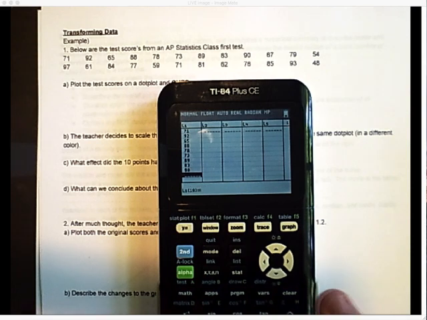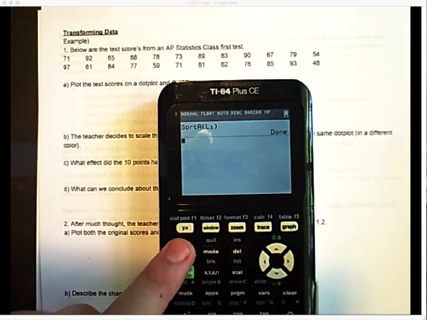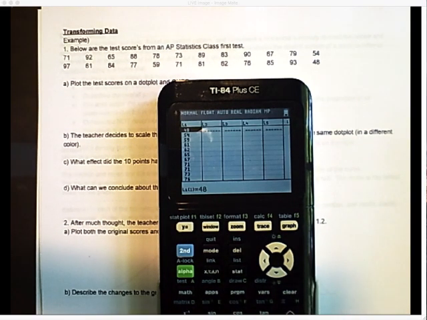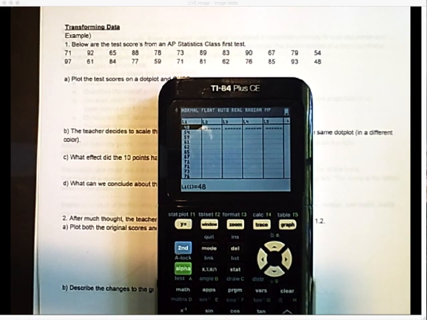83, 90, 67, 79, 54. I'm just going to take a little bit more time to plug them in this time. 97, 61, 84, 77, 59, 71, 81, 62, 76, 85, 93, 48. I'm going to resort the list. Stat edit. Okay, so 48 is the low one. I know that should be the low one.